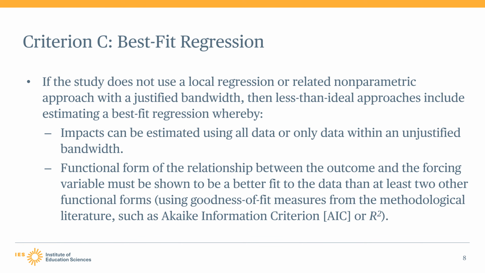To satisfy criterion C, the functional form of the outcome forcing variable relationship must be shown to be a better fit to the data than at least 2 other functional forms. For instance, the authors might compare a linear functional form to a quadratic or cubic form. Any measure of goodness of fit from the methodological literature can be used for this purpose, such as the Akaike Information Criterion, or AIC, the Bayesian Information Criterion, or BIC, or other fit statistics, such as an adjusted R-squared.